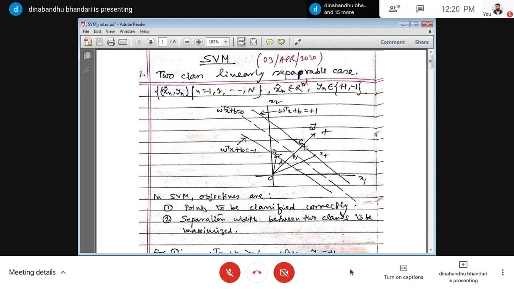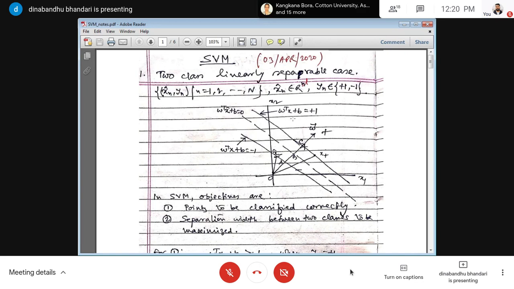Now you take a support vector. Suppose this is a support vector and this is x1. So x1 will lie on this line, right? So x1 will satisfy this equation. So W transpose x1 plus b equal to 1. W we have already calculated. x1 we know. We can always find out the value of b. Correct? So we can find the value of b.